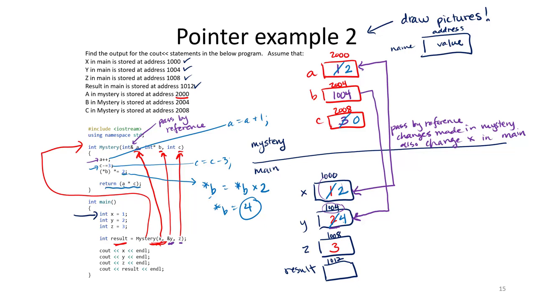Finally, I need to return a times c. So my value a holds 2, value c is 0, 2 times 0 is 0. So I'm returning 0 back into main. That 0 is going to be put inside result.